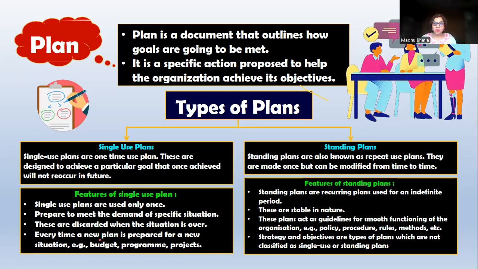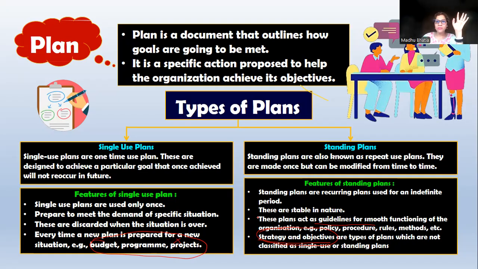This is the most important thing. So what are single-use plans? Budgets, programs, projects. Project is not in your syllabus, so you can leave it. Budget and program, these are single-use plans. And standing plans are recurring plans, which can be modified and used again and again. They are stable in nature. And this is an important word again, guidelines. They act as guidelines for smooth working. And what all comes in this? Policy, procedure, rules, methods. They are your standing plans. Most important thing, strategy and objectives. These two plans are neither single-use nor standing. So they don't fall in any category.